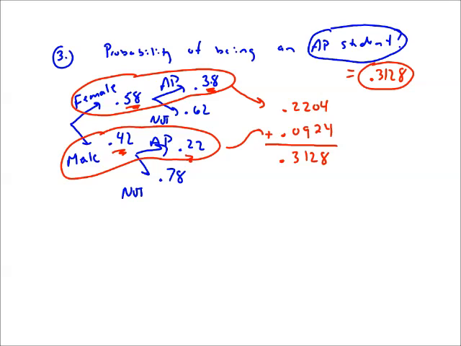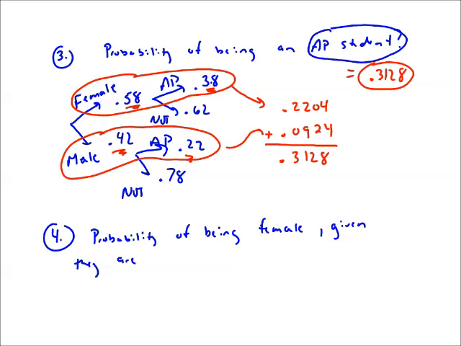Now, this is where it's definitely important for you to use a tree diagram. And so let's take a look. We're going to look at what is the probability of being female given the fact they are an AP student. So what we are looking at is probabilities within probabilities. So anytime you have those probabilities within probabilities, it is definitely helpful to use a tree diagram.